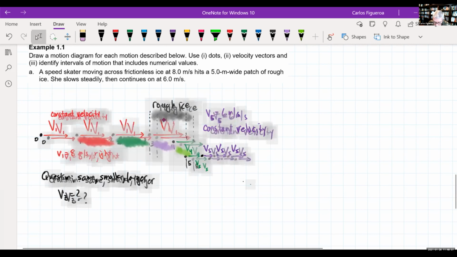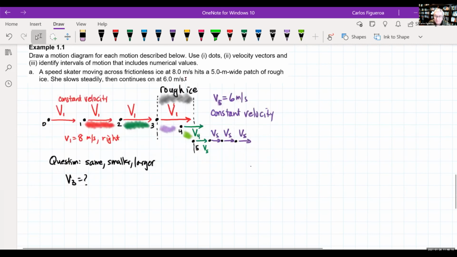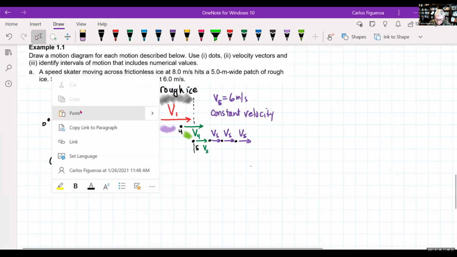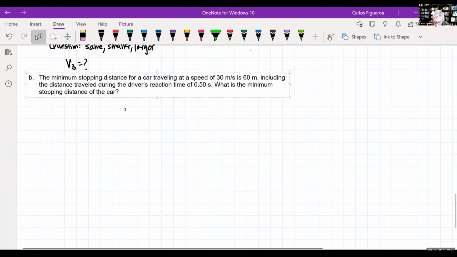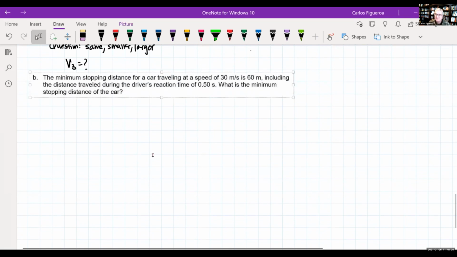So let me go get B here. So the same type of thing. So remember, we're not trying to solve this. We're just trying to conceptualize the motion, nothing else. So B says here, the minimum stopping distance for a car traveling at a speed of 30 meters a second is 60 meters.